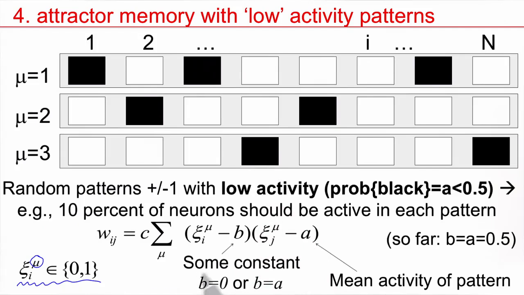Okay? So now let's work with a weight matrix, connection weights, where we have xi_i^mu minus B, some constant, xi_j^mu minus A. A should be the mean activity of the patterns. So if we say 10% of the pixels are black in the target pattern, then A is 0.1. To get back to the standard Hopfield model, let's assume we have a mean activity of 0.5 and also a constant B equal to 0.5, in which case I connect two white pixels by a plus 1 and mixed black-white gives a weight of minus 1, with some constant and a sum over all the patterns mu.